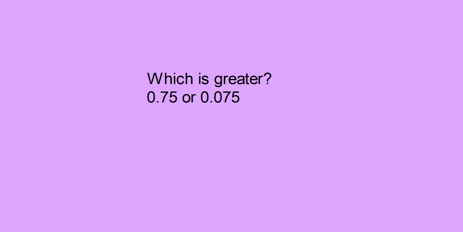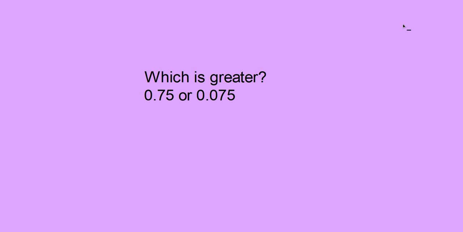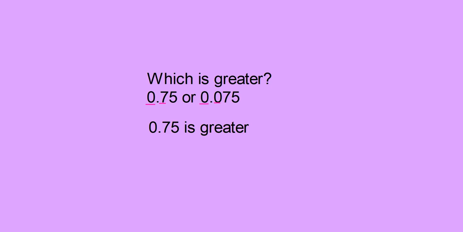Now you already studied to compare two decimal numbers. Here, which is greater, 0.75 or 0.075? How do you check it? First, look at the whole number part. Both are 0, same. Now, just look at the tenths place. Here is 7, here is 0. Which one is greater? 7. So 0.75 is greater.